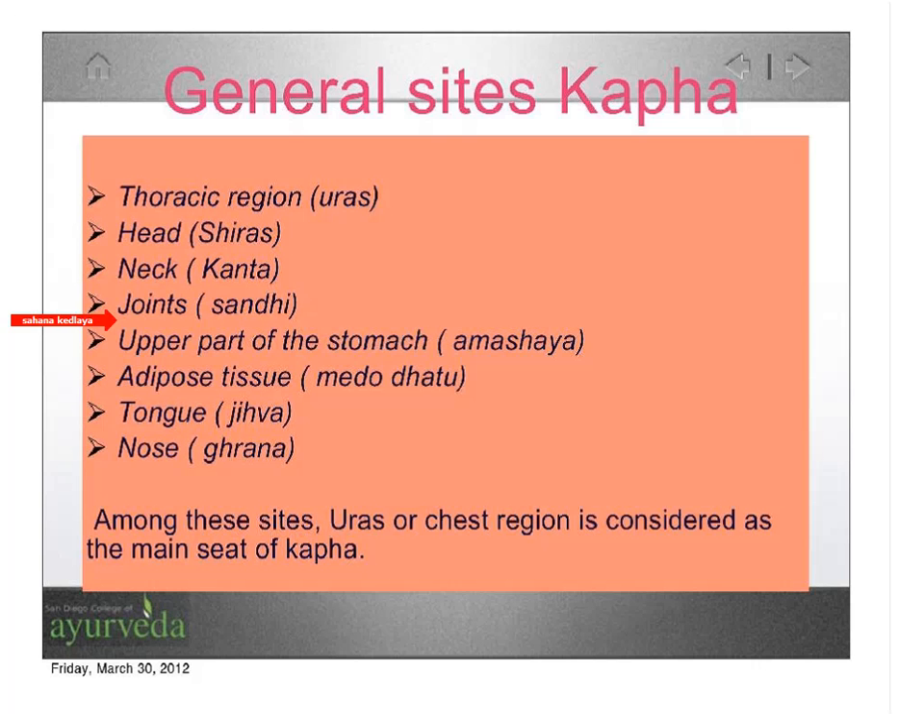In the upper part of the stomach, it is situated in the amashaya, and this helps for the lubrication of the GI tract and also for the digestion. It is also present in the medo dhatu, the adipose tissue, the fat tissue of the body, because the fat tissue, we know, is oily and slippery. All those features match with the qualities of kapha. Hence, kapha resides in the adipose tissue too. Then it also resides in the tongue and the nose.